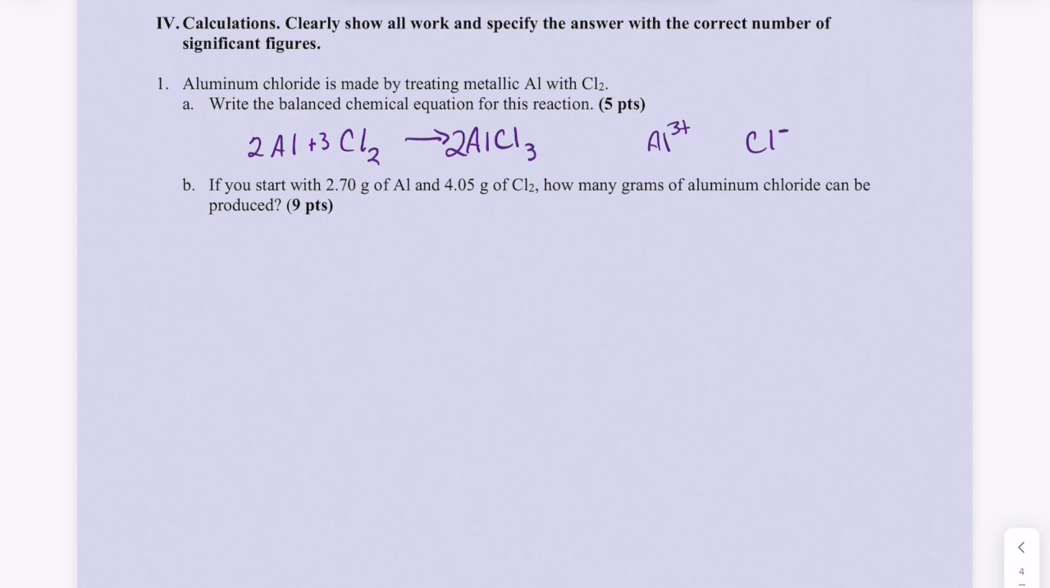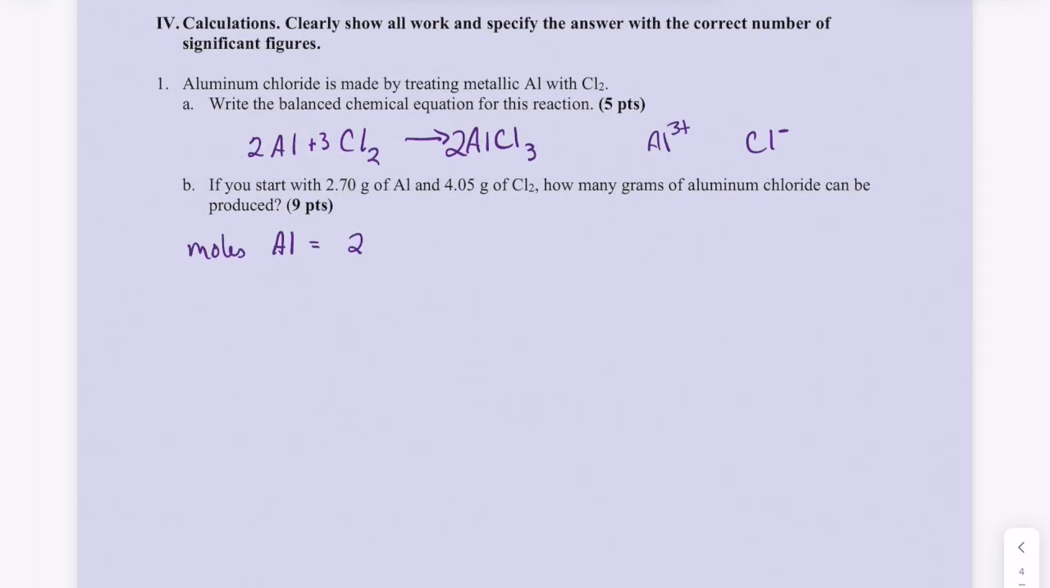to part B, we've got the mass of two different reactants. So this is going to be a limiting reactant problem. When you're given the mass of two different reactants, you need to ask which of these is a limiting reactant in order to figure out the amount of product. So the first thing we're going to do is calculate the moles of each. And so we'll start with aluminum.